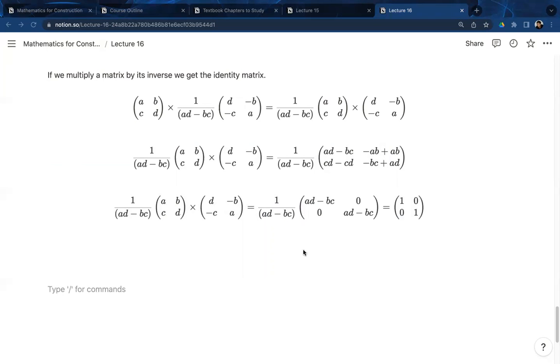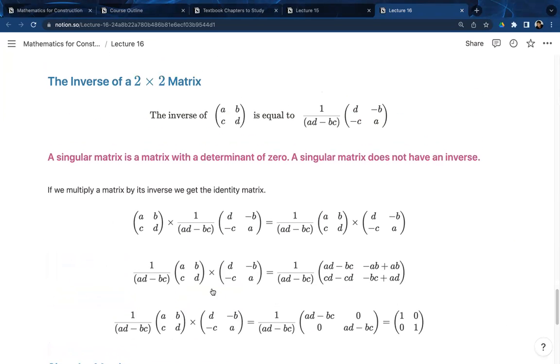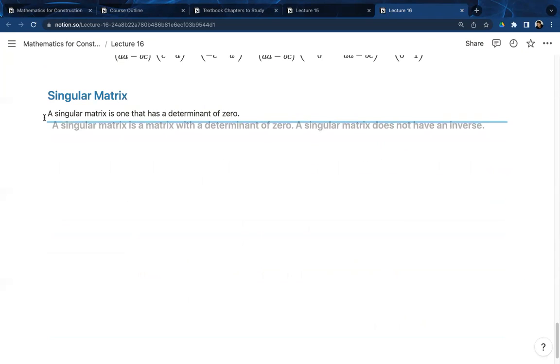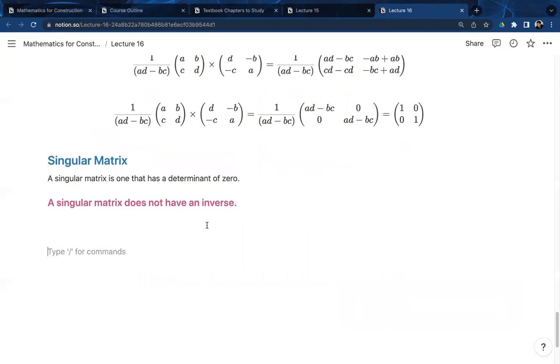Just a new note here. A singular matrix is one that has a determinant of 0. And we could grab this, stick that down there. Probably change this: a singular matrix doesn't have an inverse.